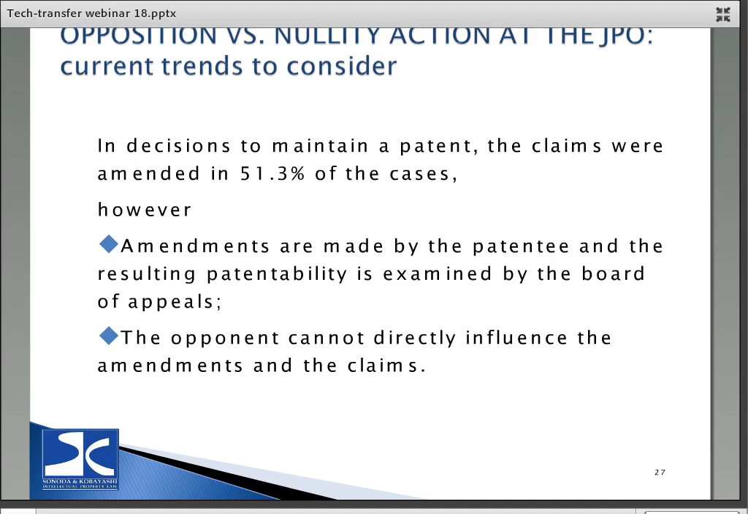So considering that, the 51.3% of amendments may not always be a success for the opposition, but this is the statistics, and whether you think this is a successful result or not will depend on the situation.